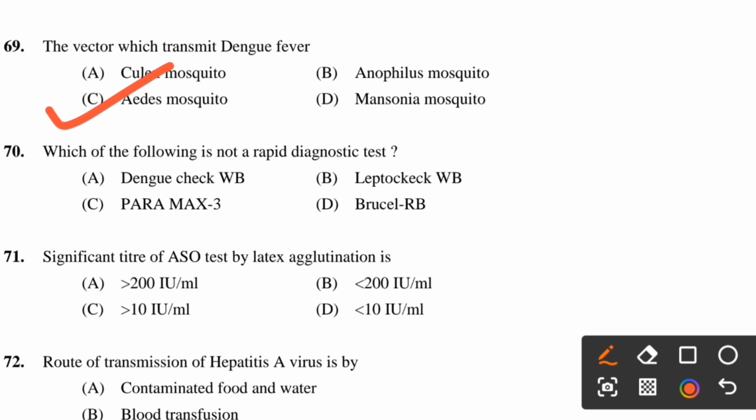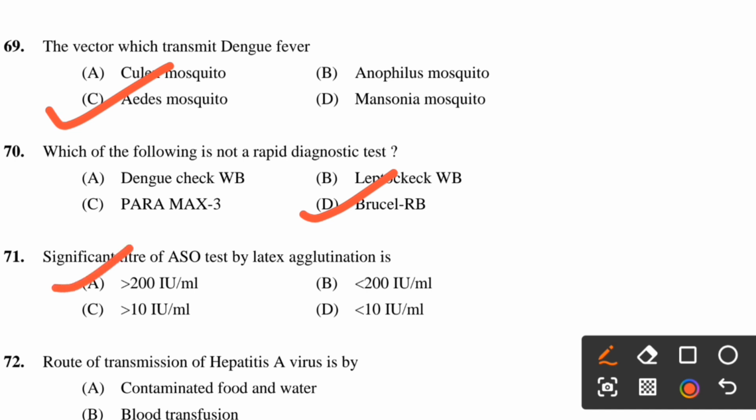Which of the following is not a rapid diagnostic test? Dengue check, lepto check, Paramax 3, Brussels RB. The right answer is option D, Brussels RB. Next one, significant titer of ASO test by latex agglutination is. The right answer is more than 200 IU per ml.